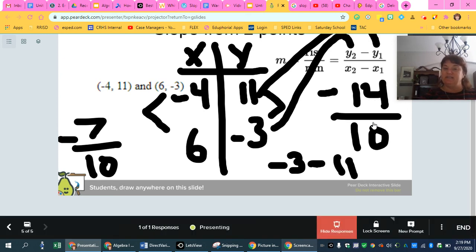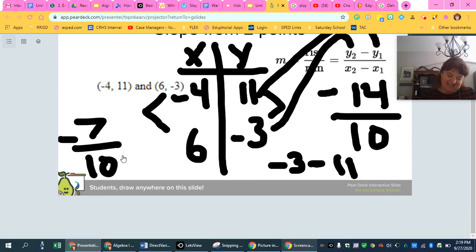So I get negative 14 over 10, which can be reduced to, oh, I put the wrong answer there. 7 over, oops, I didn't reduce the second one. 7 over 5. What? There it is. Negative 7 over 5. Okay.